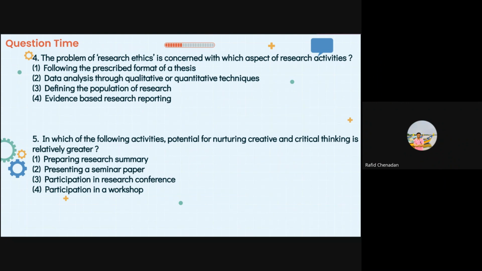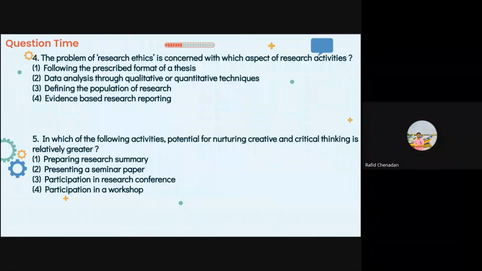Research ethics is also not about data analysis, right? You cannot say it's more ethical to do qualitative and not do quantitative. Whatever you do, you have to follow research ethics. That's the point. And research ethics is also not directly related to the population of research. You can conduct a research in your panchayat, in Kerala, or all over India, whatever. But that is not necessarily connected to research ethics.